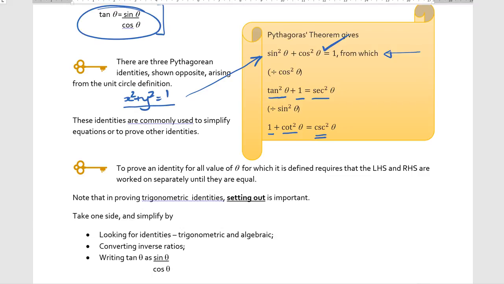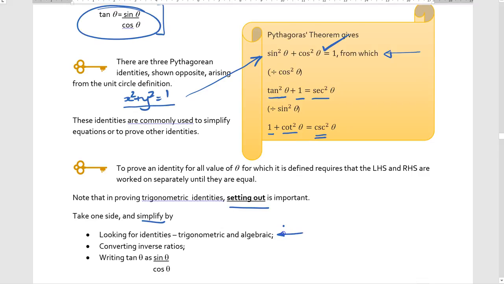Okay, so if we're going to work with these identities, the most common question is that we have to prove an identity, prove a trig identity. And as we've mentioned in class, setting out is really important so that we reflect the logic of what we're doing. And this is essentially the process. We take one side, usually the one that looks the more complex, and we simplify it by these steps.